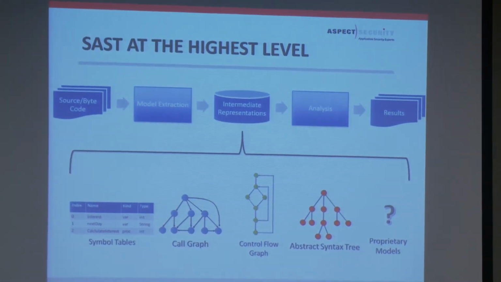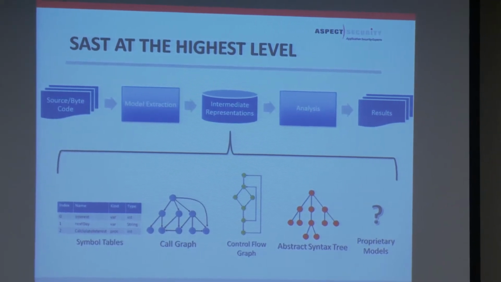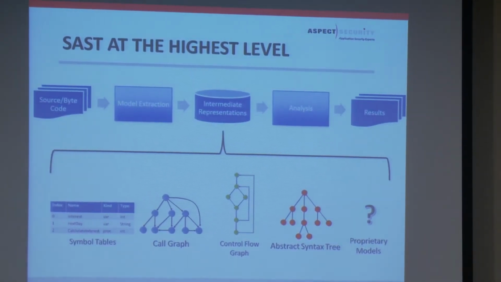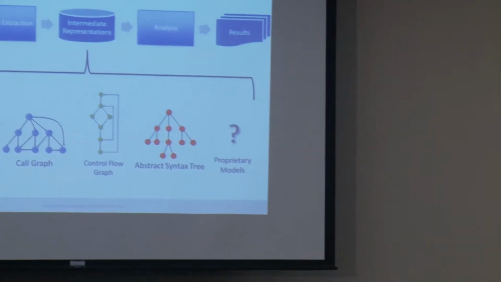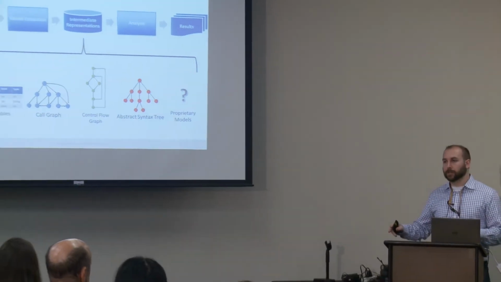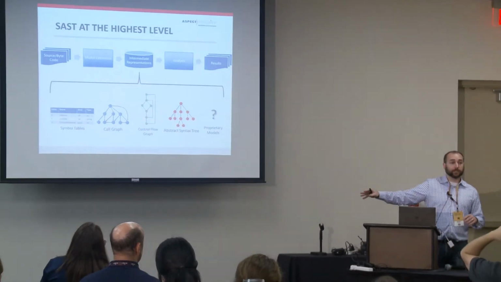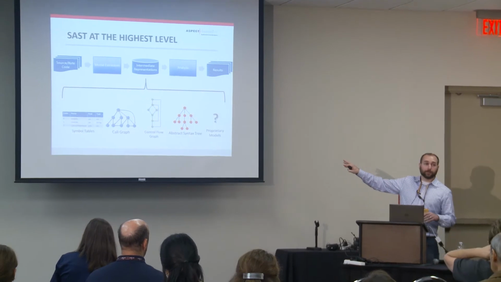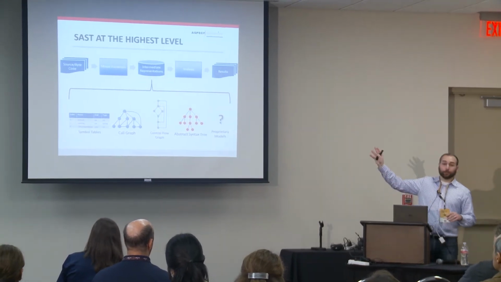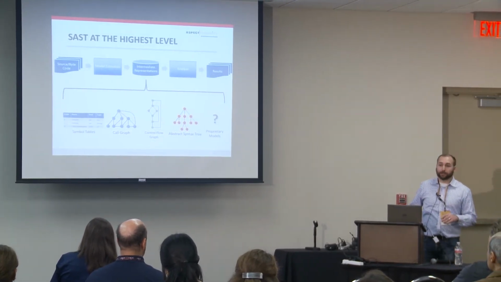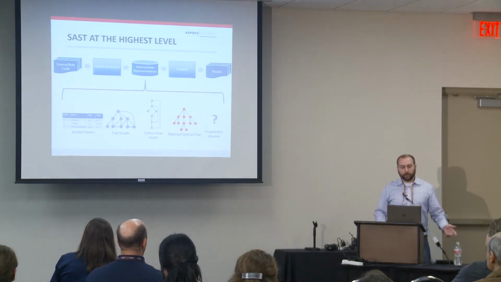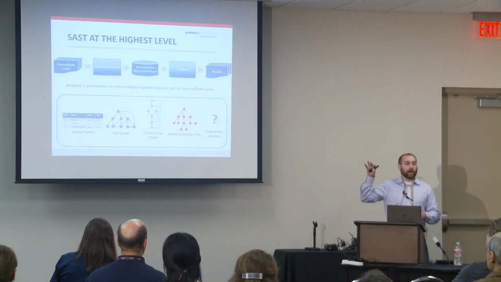This is the same process so far that a compiler uses. Pass in some source code, get out these intermediate representations like symbol tables, call graphs, control flow graphs, abstract syntax trees, and proprietary models. So all of the commercial tools are going to use at least some combination of these. Generally, the proprietary models, which may or may not include the other types of models. Right? And then you perform the analysis on those.